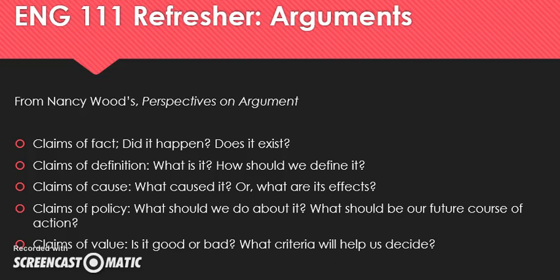What we are doing, though, with the reflections, our arguments are claims of value. Is it good or bad? Is my writing good or not so good? Is my oral communication good or not so good? What criteria should I use to evaluate myself to decide whether my skill is good or not?